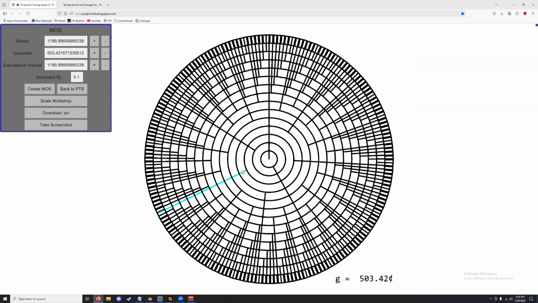Can you hear that? Cool. So the generator here is a perfect fourth at 503.42 cents. And then each successive ring outward is another moment of symmetry, where there gets to be two step sizes for every interval class, and the generator is always going to be the same interval class. I see.